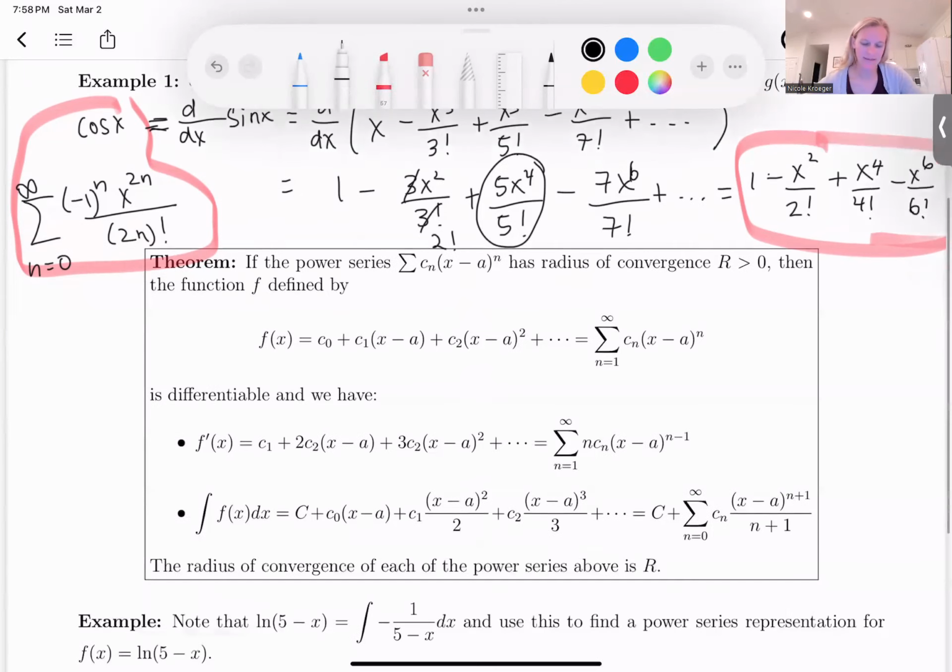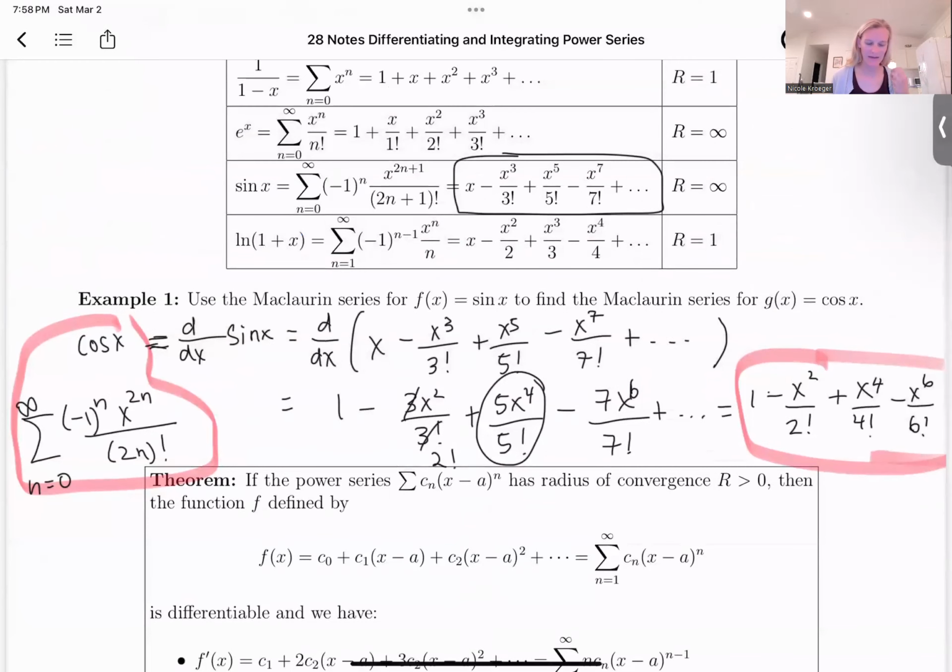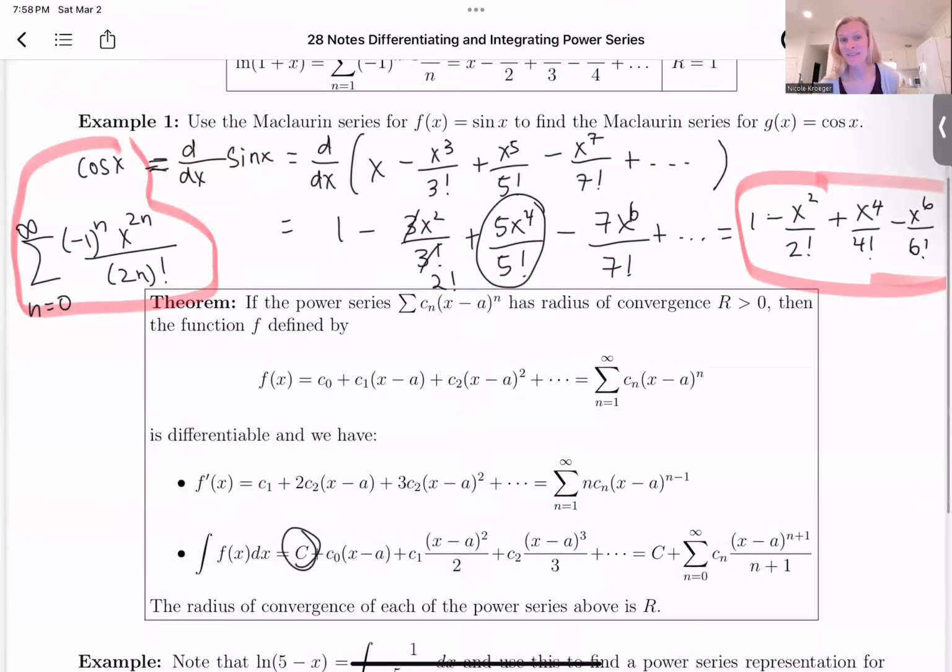So this theorem below tells us that we can take the derivative of power series and we can integrate power series. When we integrate, we get a constant of integration, so we do have to be careful about that. And the thing here is this tells us that the radius of convergence for the derivative or for the integral is the same as the radius of convergence for the original series. And so what that tells us is that the radius of convergence for cosine's Maclaurin series is infinity. So this converges for all x, which is awesome. Okay, so that saves us a lot of work.